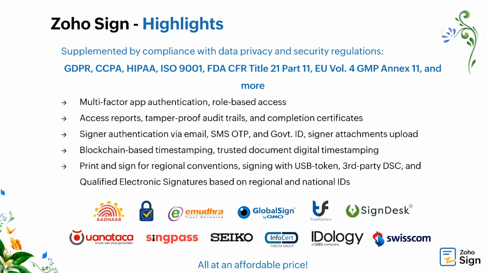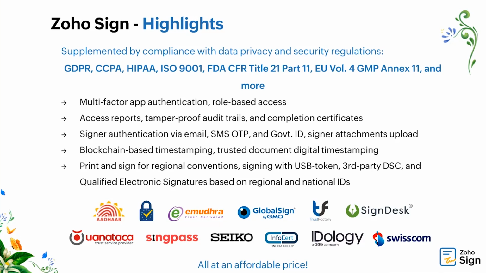Moreover, Zoho Sign offers various methods for authenticating signers, such as sending one-time passwords via email or SMS, or requesting supporting documents to verify their identity. Adding to that, Zoho Sign employs blockchain-based timestamping and trusted document timestamping, providing solid evidence of existence and enabling tracking of any alterations or potential forgery attempts.